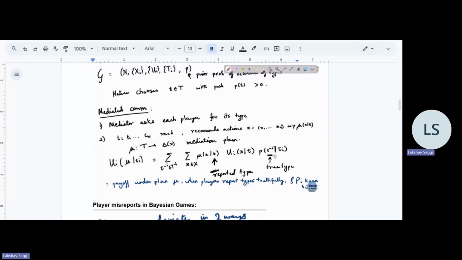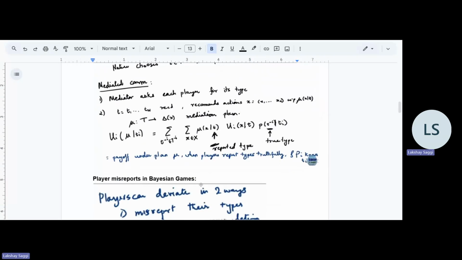So one can find out the payoff under a plan mu, which is suggested by Google Maps, when players report the types truthfully, and Pi knows Ti. So only the player i knows his or her type, right? So Pi always knows Ti, and if everyone follows the plan mu and everyone reports the type truthfully, then this is the payoff which one will get. But note that this payoff is maybe not optimal for someone. There might be an incentive for a player to actually lie or misreport.